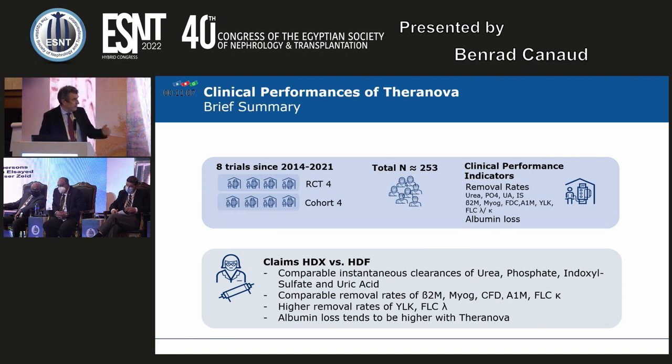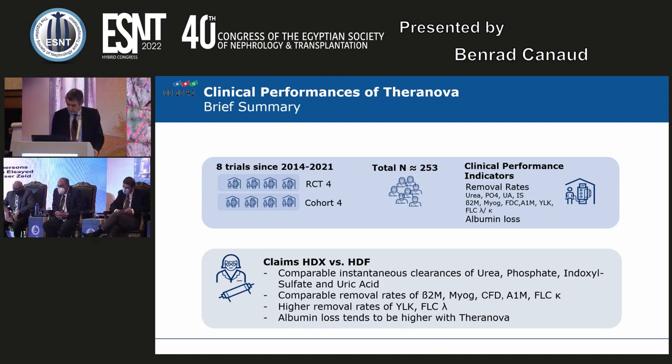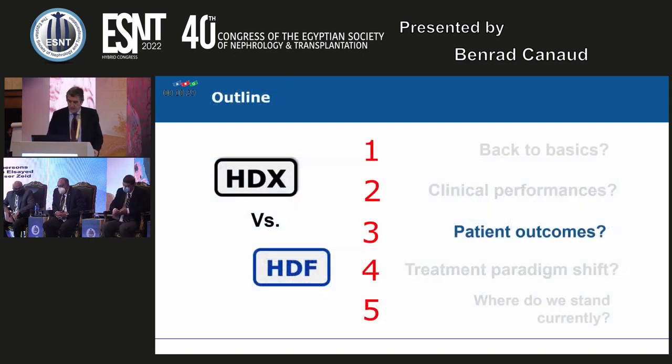So in terms of clinical performances, I will close this chapter for the Terra Nova. 8 trials, I would say limited numbers of patients, removal rates for different substances, including free light chain, beta-2M, and different elements. And at the end, if you just make a summary, there are comparable instantaneous clearances for all these substances, including the larger ones, from the MCO to the hemodiafiltration. So today, in terms of clinical performances, there is no significant difference.